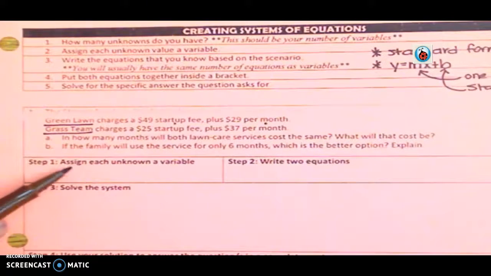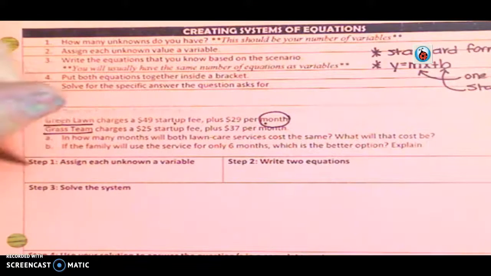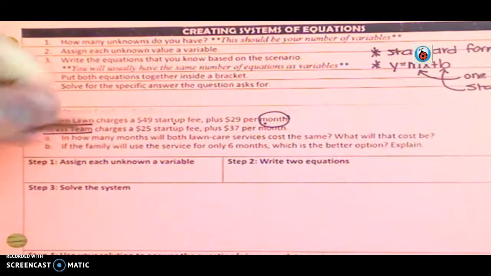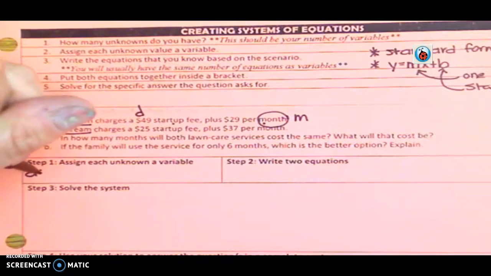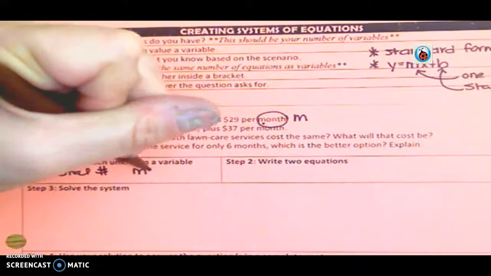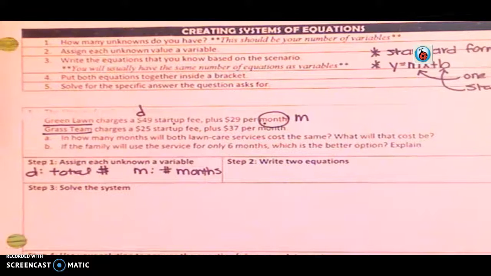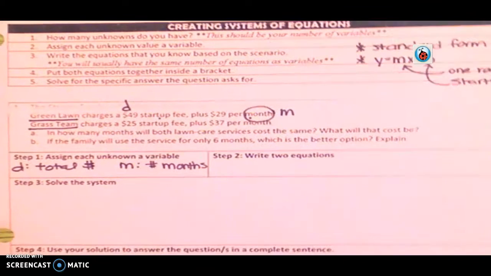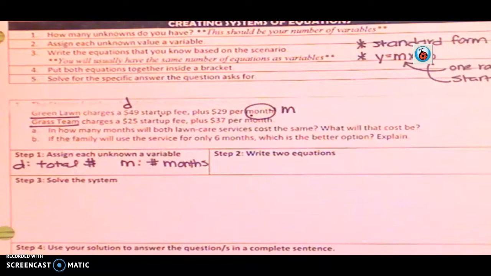All right, so assign each unknown a variable. What don't we know? We don't know the month, so we could do y. I usually like the dot. I'm going to use m for months, and I'm going to use d for dollars. So d is total money, total dollars, and m is the number of months. You could use x for months and y for the total money, but when I'm working with word problems, I really like to use the variables that represent it so I know what I just solved for.